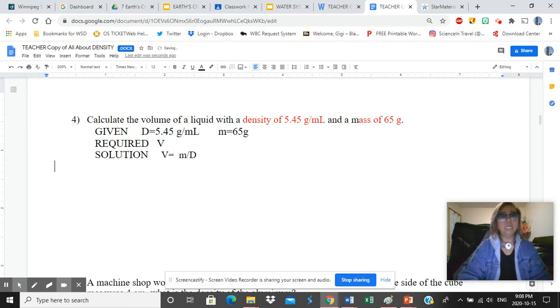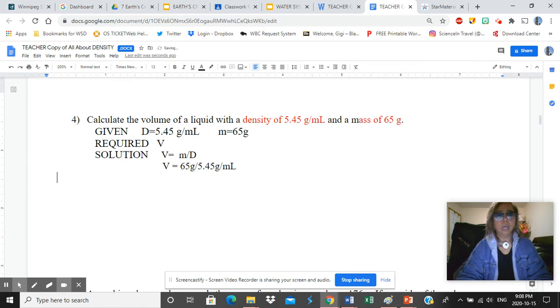So V now, V equals, what is the M again? It's 65 grams. So type it out. 65 g divided by, what's the density? There it is. 5.45. What's the unit? Grams, correct. Grams per ml.